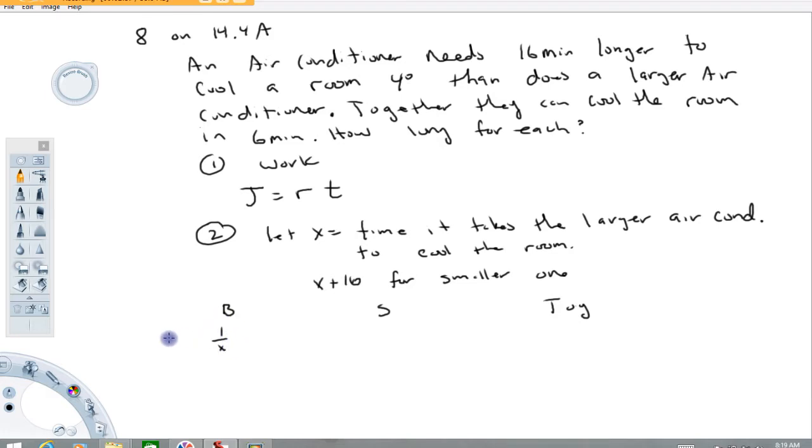All right, so that's now the rate for the bigger air conditioner to cool the room. For the smaller air conditioner, if it takes this amount of time to cool it, then its rate would be 1 over X plus 16. Right? This would have units of rooms per minute. Together, their rate together, we add the two. So 1 over X plus 1 over X plus 16 is now the rate at which these will cool the room when working together. Right, now I'm going to try to write some sort of equation for this.